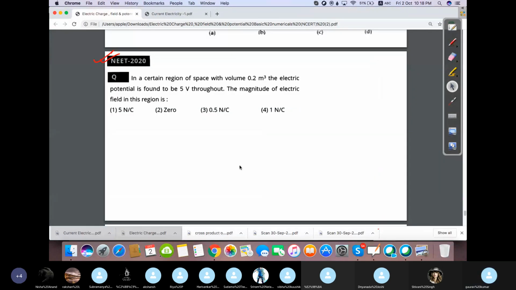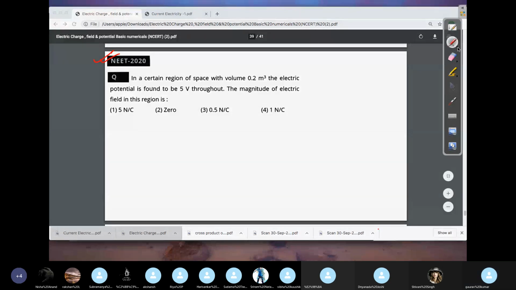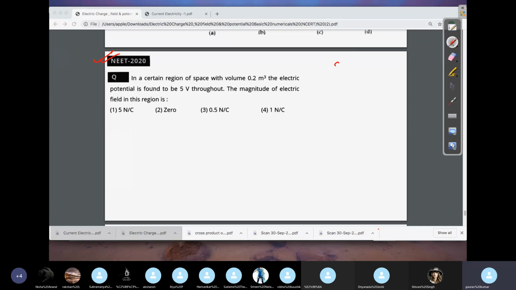See here, just now I taught you this concept. What is the formula for dV? dV is always given as minus E vector dot dr vector. Whenever V is constant throughout, as given here, dV is 0. If dV is 0, then the electric field will also be 0. Therefore the answer is 0. This question is over.